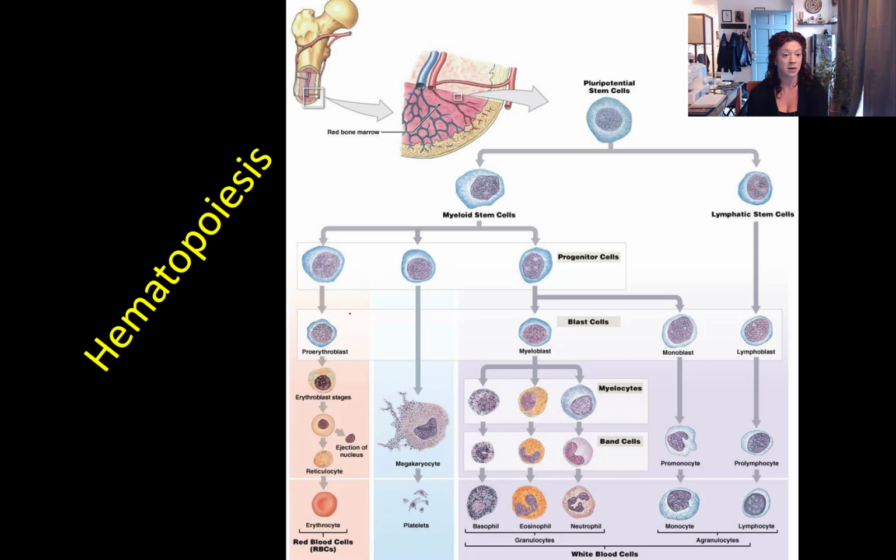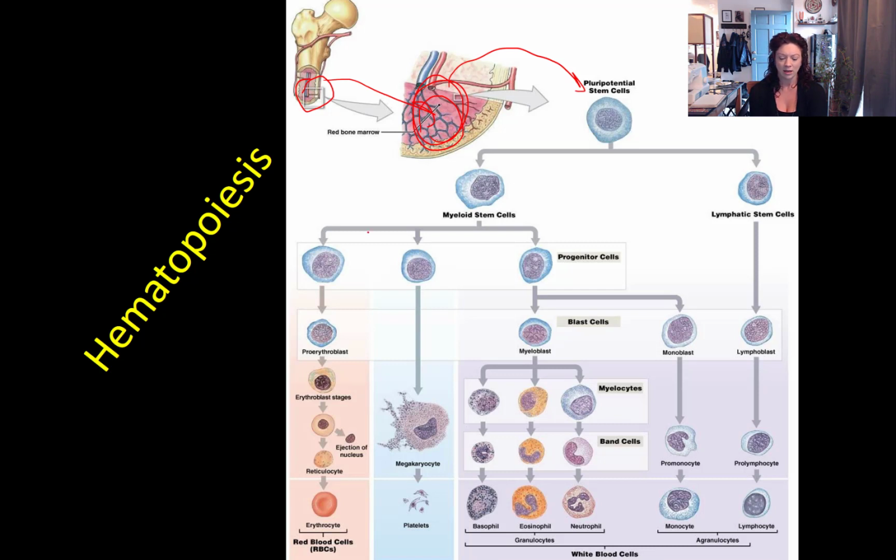This is the process of hematopoiesis. I don't want you to spend too much time on it. I just want you to get a sense of the general flow. So we start inside the marrow cavity of a long bone. We focus in here on the red bone marrow, and that's where we find our blood stem cells.